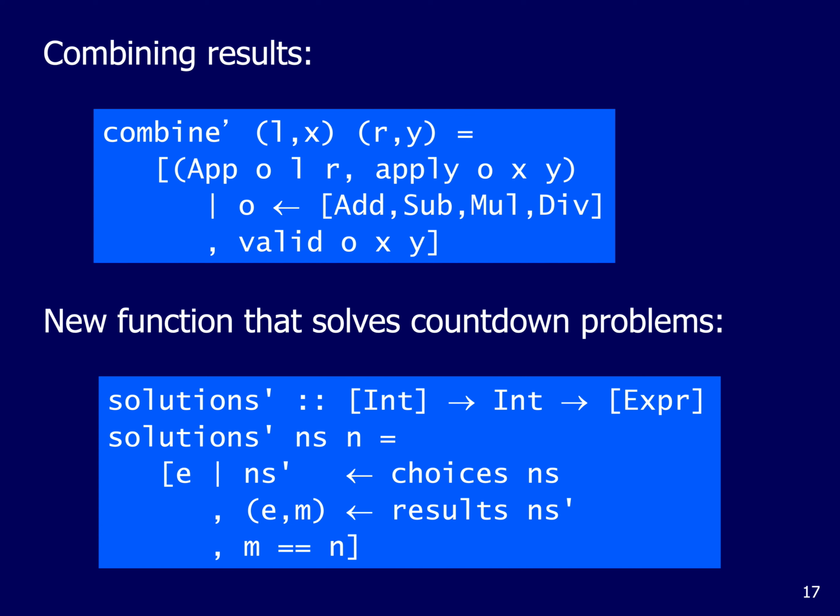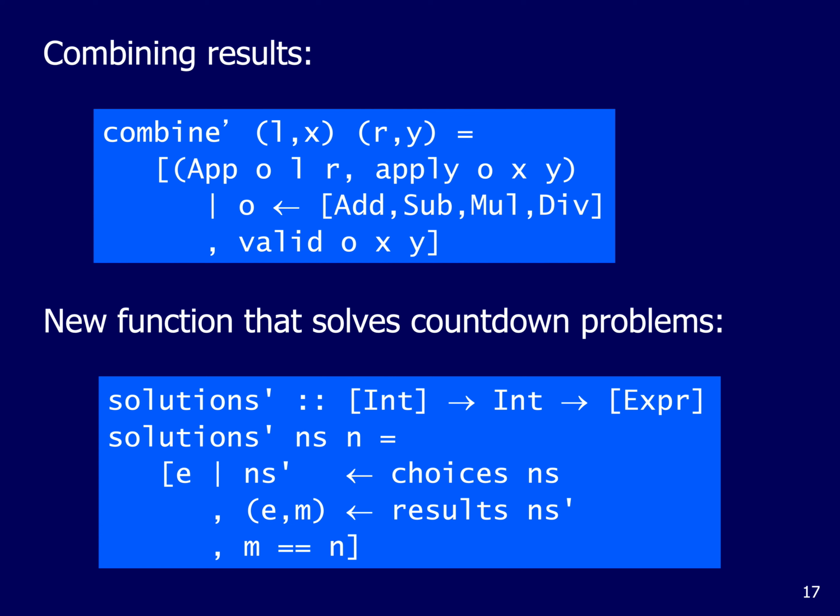It looks like a jumble of symbols on the slides here, but it's actually a one-line definition which is very straightforward to understand. So what combine' is doing is it's taking one result value (l, x), so that's a valid expression l and its value x, and then we take another result value (r, y), so that's a valid expression r and its result value y. And then in the body of the list comprehension, we're going to consider each of the 4 arithmetic operators one at a time. So o is going to range over addition, subtraction, multiplication, and division.